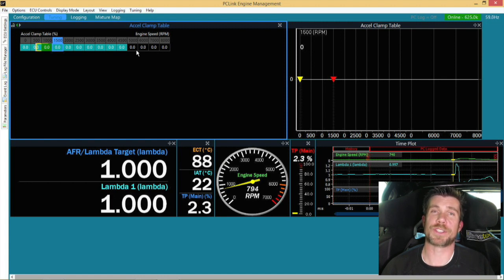And above that point, just due to the high airspeed and the turbulent nature of the airflow at high RPM, the values in the table can be set to 0.